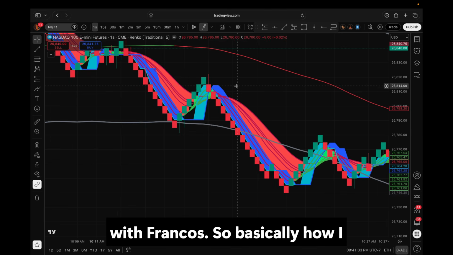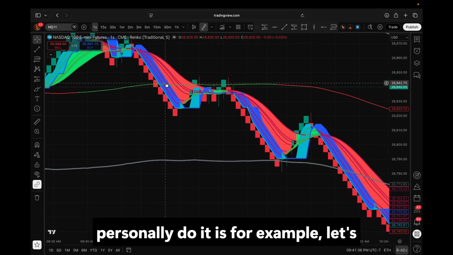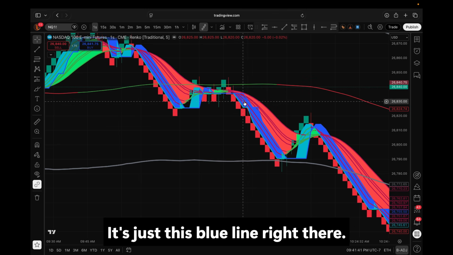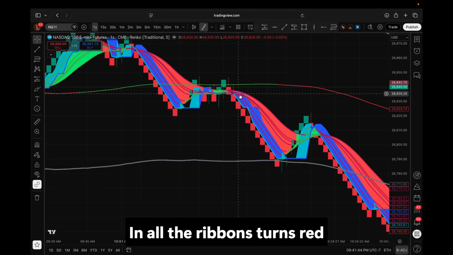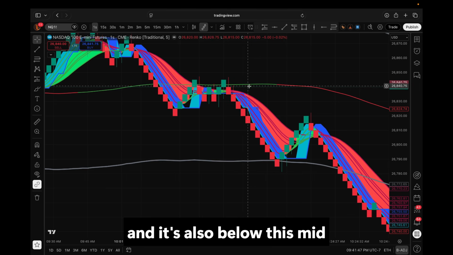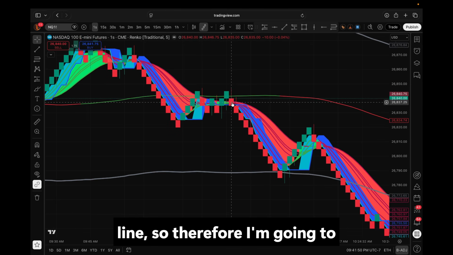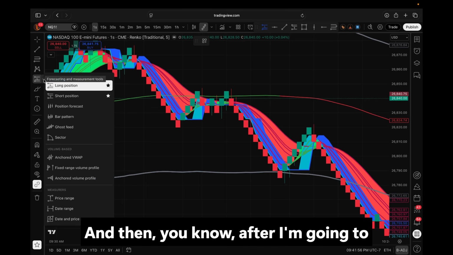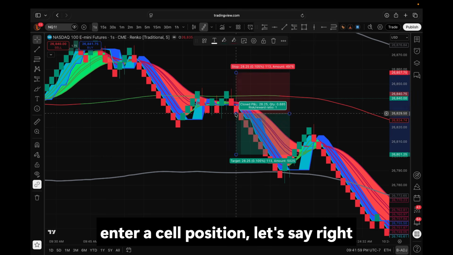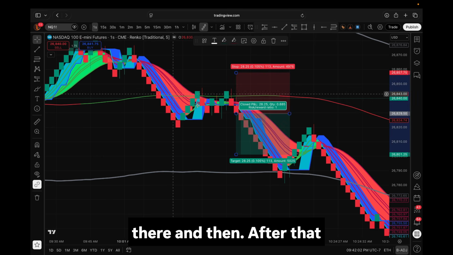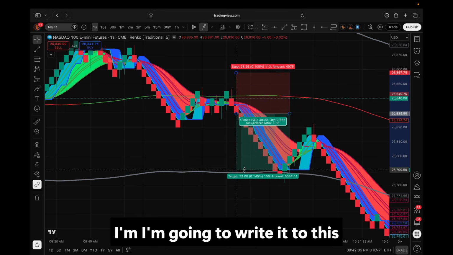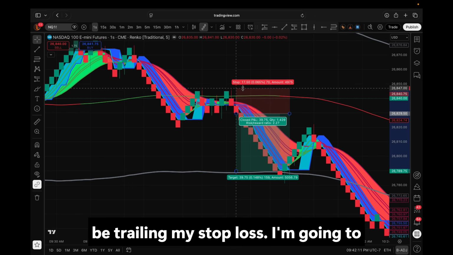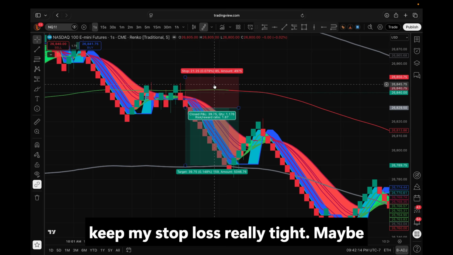So how I personally do it is, for example, let's say it breaks below this gravity line, which is this blue line right there, and all the ribbons turn red, and it's also below this midline. So therefore, I'm going to enter a sell position, let's say right there. And then after that, I'm going to ride it to this bottom band, right there, and I'm going to be trailing my stop loss. I'm going to keep my stop loss really tight, maybe about right there or so.